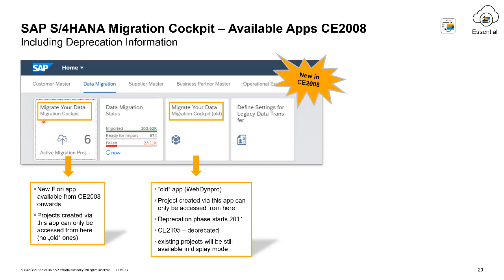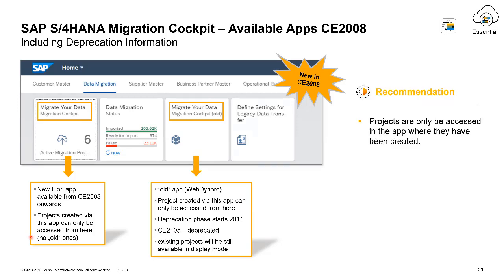This is important. We have a deprecation phase, which started with 2011. And as soon as it's deprecated with 2105, you will still see the existing projects in the display module. So you should always use the new app if you start. And if you are approaching your go-live, you should for sure finish your project with the old one. So this is still possible.